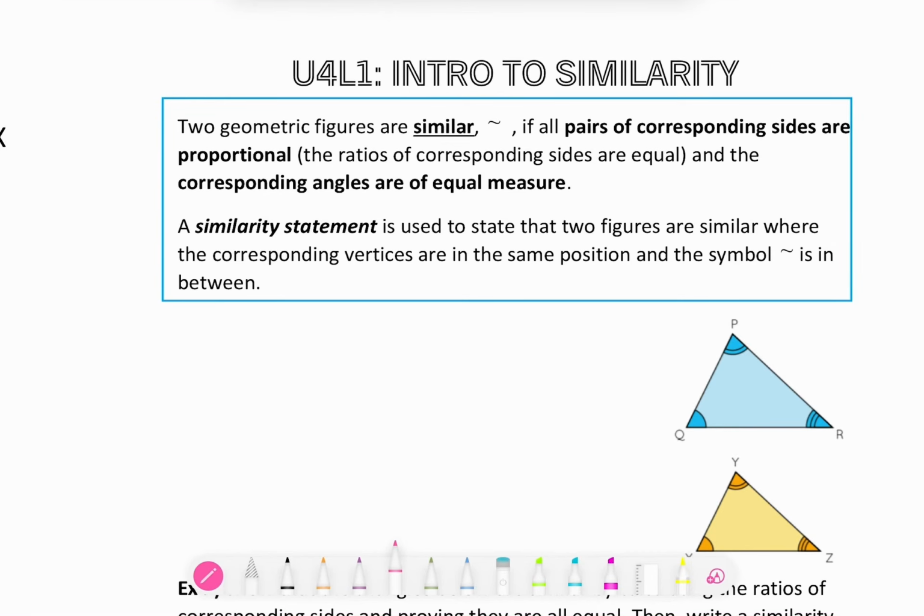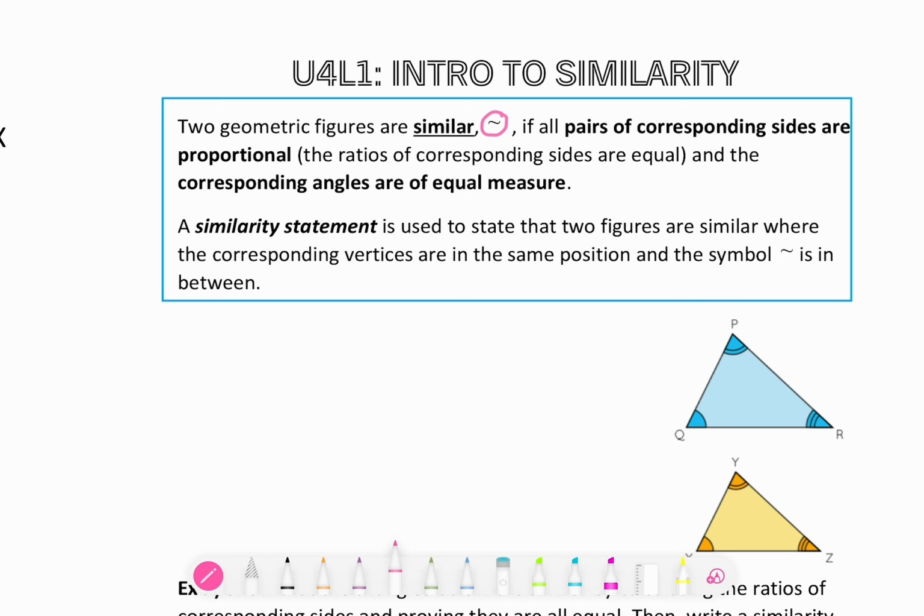Welcome to U4L1 Intro to Similarity. So two geometric figures are similar, and the way we show similar is this symbol right here, if all pairs of corresponding sides are proportional, that means the ratios of the corresponding sides are equal, and the corresponding angles are of equal measure.